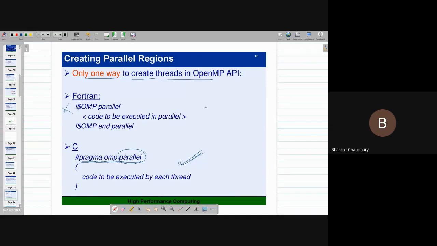Now the point is how you introduce an OpenMP parallel region. You have to just put this statement on top of the code which you want to be executed by each thread. Typically a for loop to start with, we'll just use for loops and put it there.